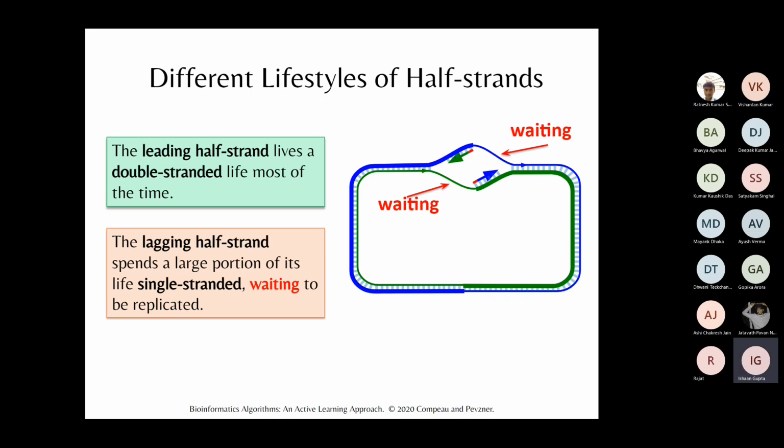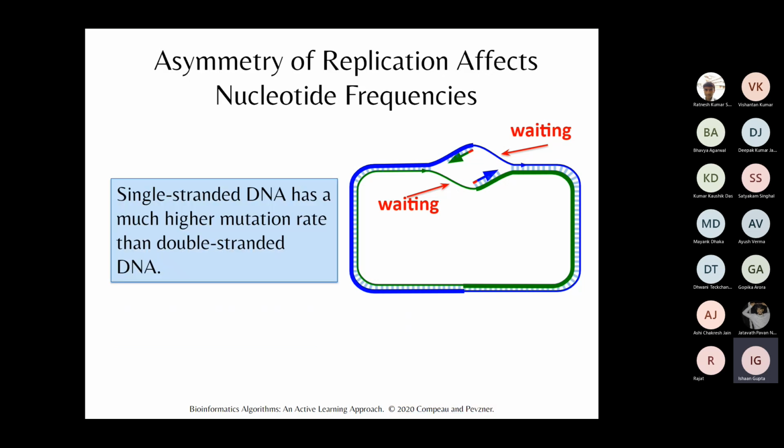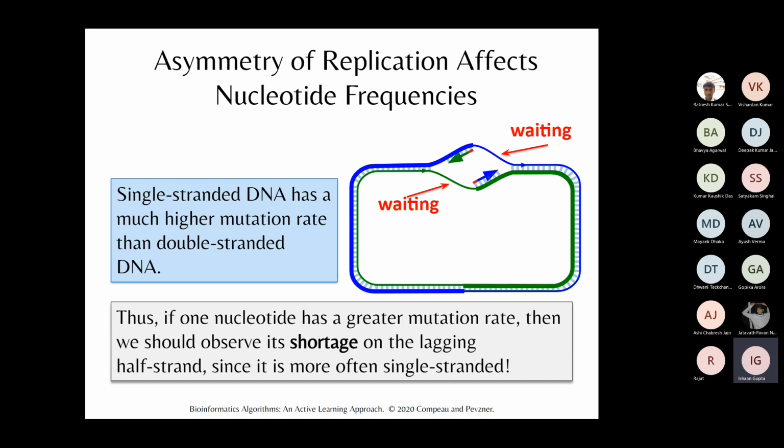So now when this happens, because the lagging strand is waiting, why would you care as a computer scientist? When the single stranded DNA is waiting, it has a much higher mutation rate than double stranded DNA. All right. So what does it mean? That if one nucleotide is having a greater mutation rate, then we should observe the shortage of that particular nucleotide on the lagging strand.